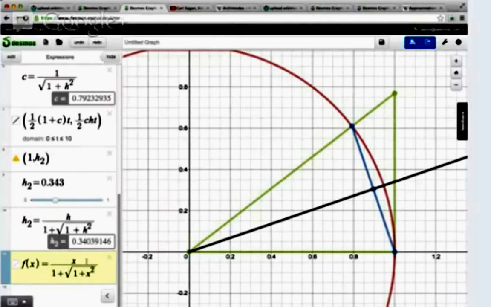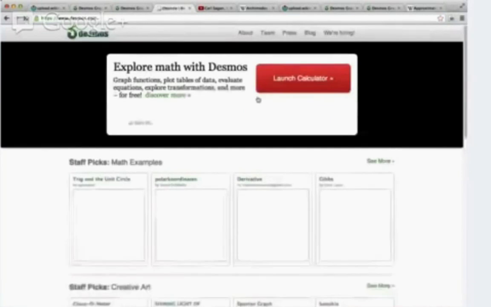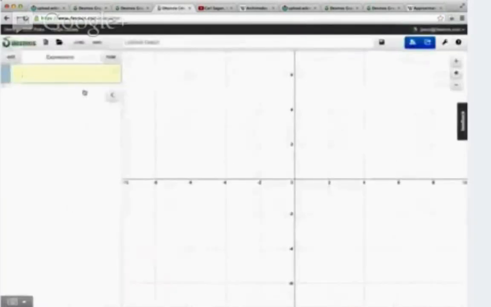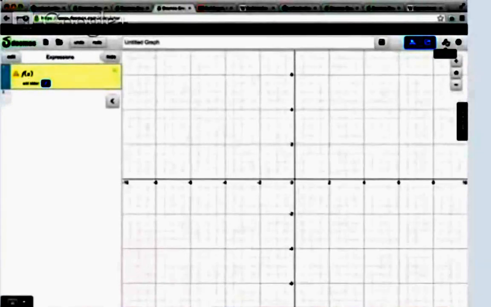So let's go ahead and make another new Desmos graph, and we'll just start with only the last result that we had. All right, so our formula was, let's get into projector mode again.